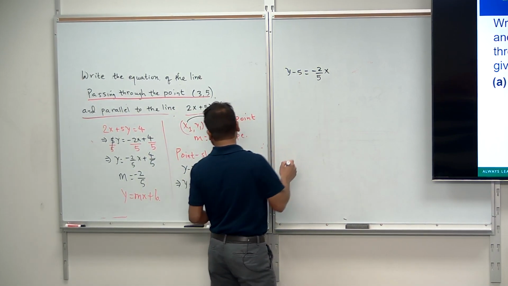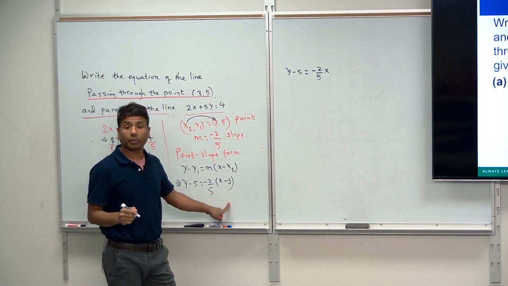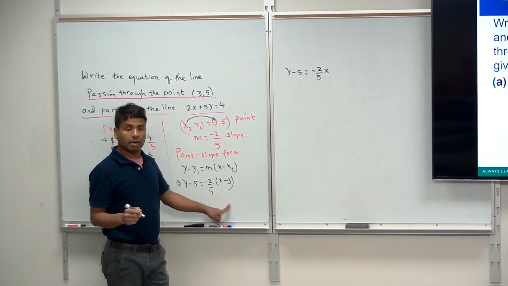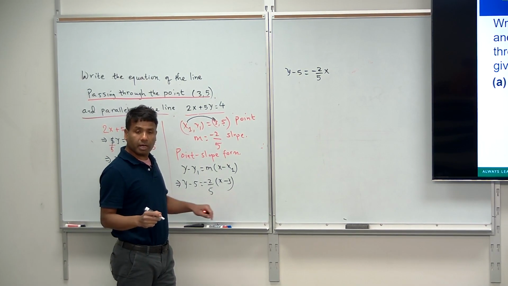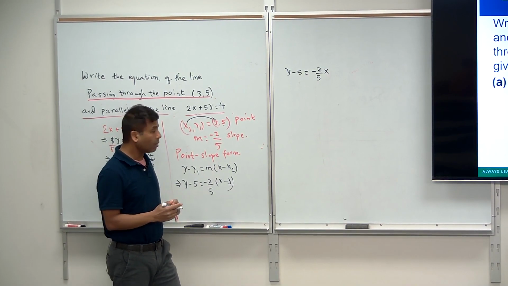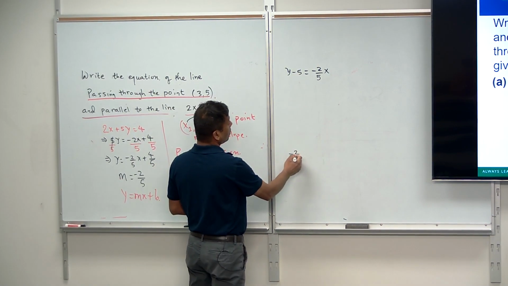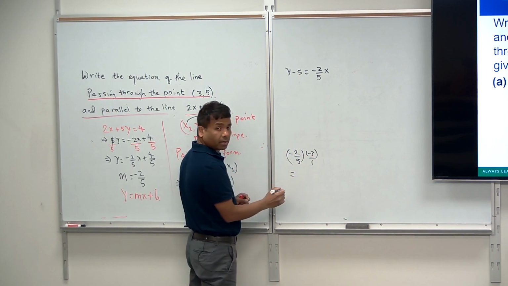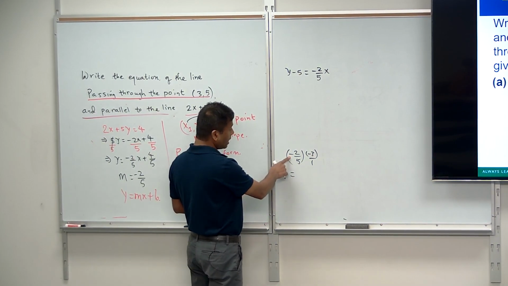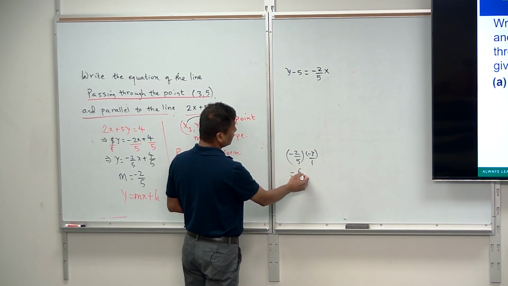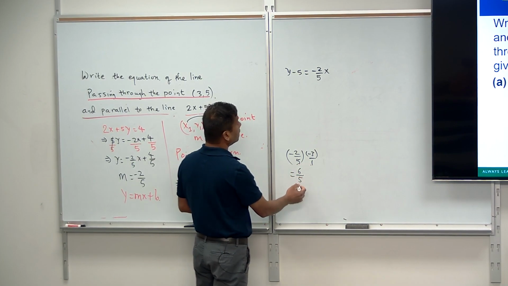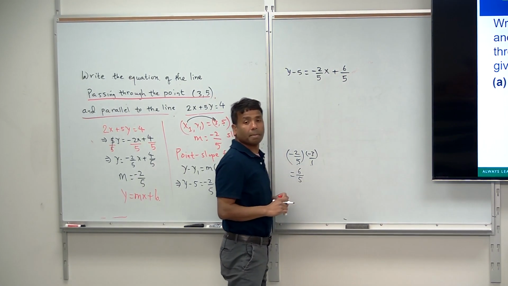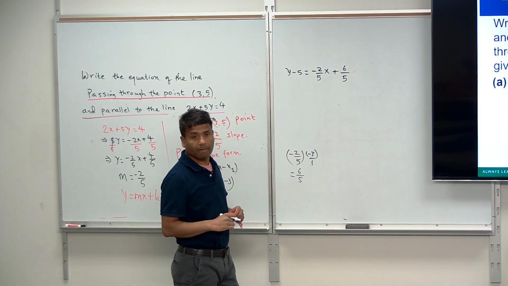So what is negative 2 over 5 times negative 3? It has 1 in the denominator, right? So what is negative 2 times negative 3? 6 over, what is 5 times 1? 5. Make sense? Yes?